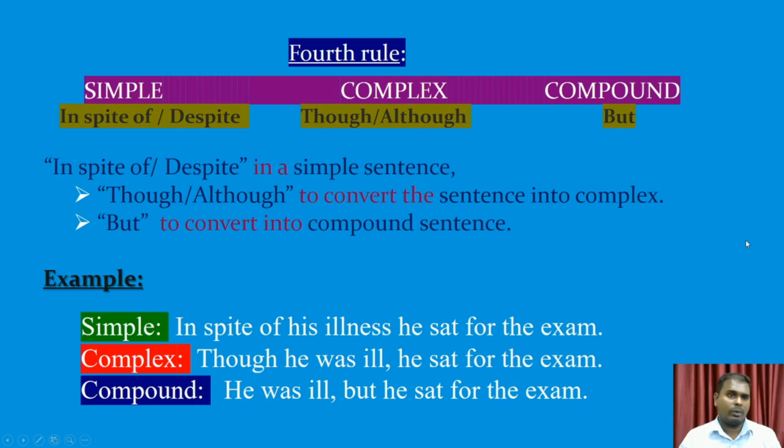Now if you look at the fourth rule. If the simple sentence starts with in spite of or despite, it can be converted into complex by using the subordinating conjunction though or although. Once again, it can be converted into a compound sentence by using the coordinating conjunction but. Look at the example. In spite of his illness, he sat for the exam. This is a simple sentence structure, and this sentence can be converted into complex by using the subordinating conjunction though. Though he was ill, he sat for the exam. Likewise, in the compound sentence, by using the coordinating conjunction but. He was ill, but he sat for the exam. These three sentences get transferred from one form to another form without any change in their meaning.